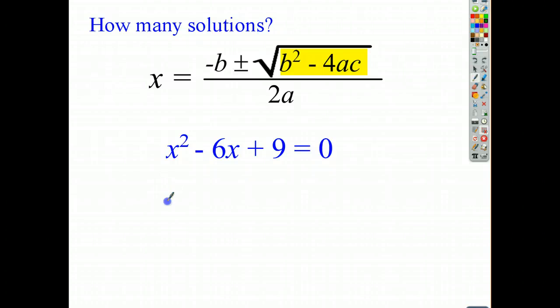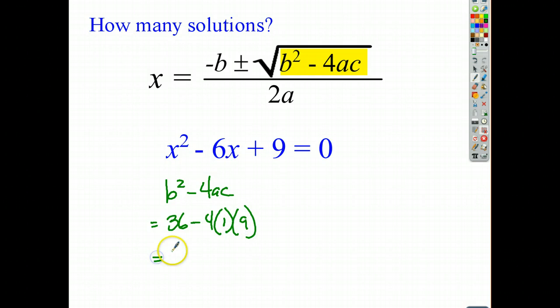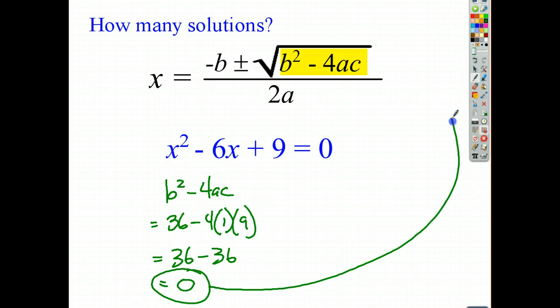All right, well, hopefully, let's see. You said b squared minus 4ac. And we'll say that's equal to 36, right? Because it's negative 6 squared minus 4 times 1 times 9. So that's 36 minus 36, which is equal to 0. Okay, so if this is my discriminant and this goes in here, I get 0. That basically cancels this out, and I'm left with only one solution for x.